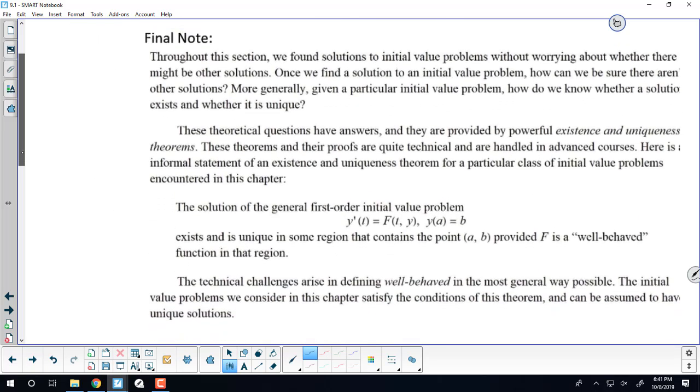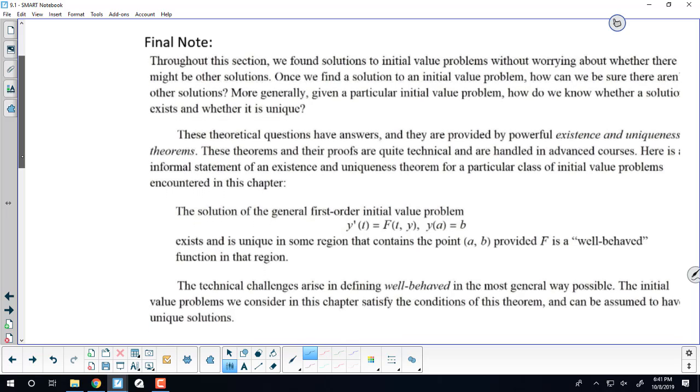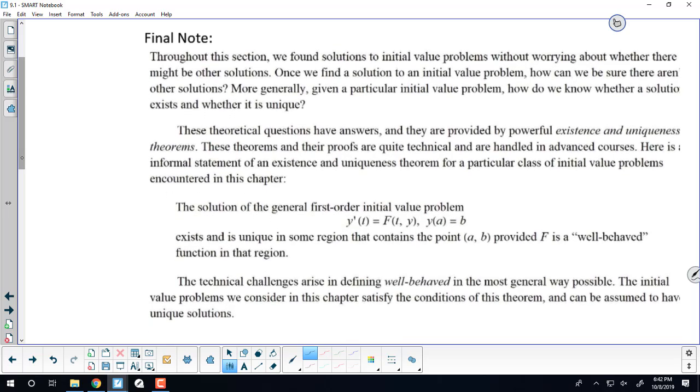And this final note is sort of technical, so I just put it there if you're interested in it. We definitely don't have the means to address existence and uniqueness for differential equations, but it's there if you're interested.